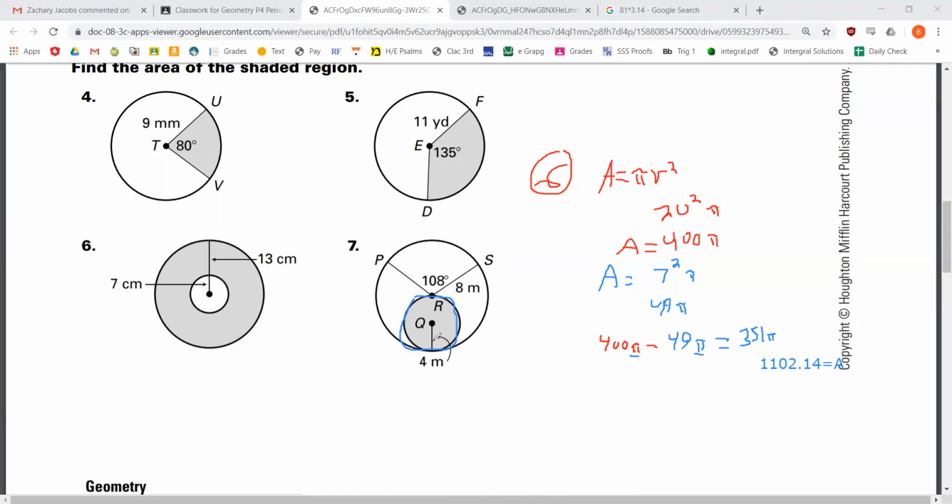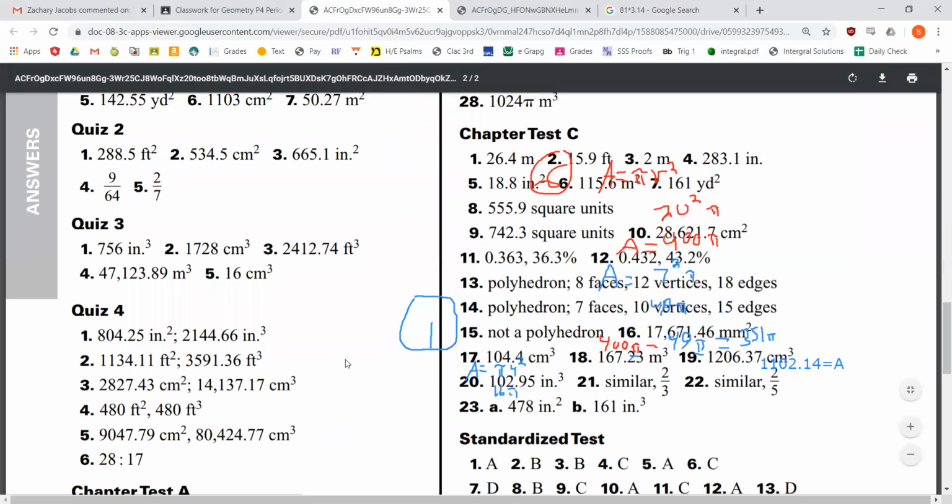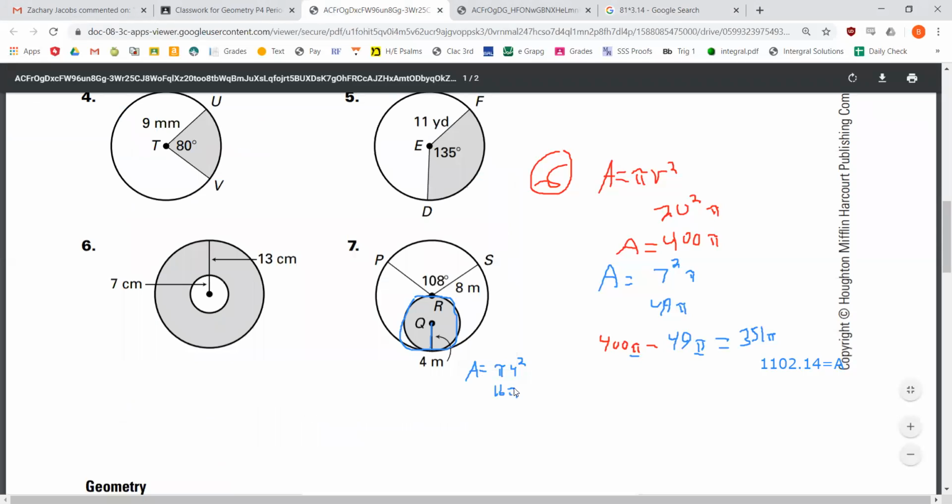So here, this circle, what's the radius of the blue circle? 4. So the area should be pi, and the radius is 4, so 4 squared. So that's 16 pi. And then 16 pi, just type that in the calculator. 16 times 3.14, 50.24. 50.27. Yeah, that's the same thing. So 50.24.